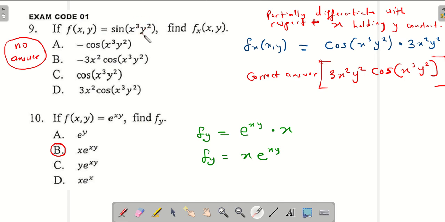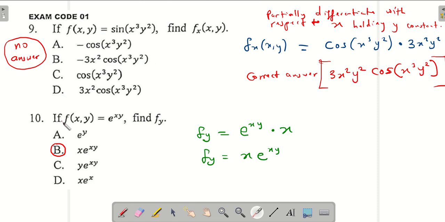With respect to x, we treat the y squared as a constant and focus on the x cubed. When you differentiate the x cubed, you will get 3x squared, and it will multiply the constant y squared. So the correct answer is supposed to be 3x squared y squared cos of x cubed y squared. We can see that none of the answers here corresponds to that, so there is no answer to this question.